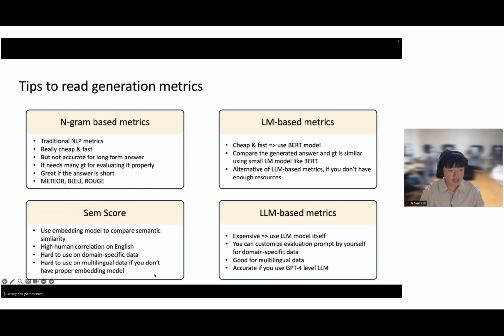And the SemScore. SemScore has high human correlation on English data. They use an embedding model to compare semantic similarity. And it is quite hard to use on domain-specific data because domain-specific data have really specific expert words in it. So the embedding values will be bad. So it is hard to use on domain-specific data and hard to use on multilingual data. So when you have general domain data and its language is English, the SemScore will be a really good choice to use for optimization.